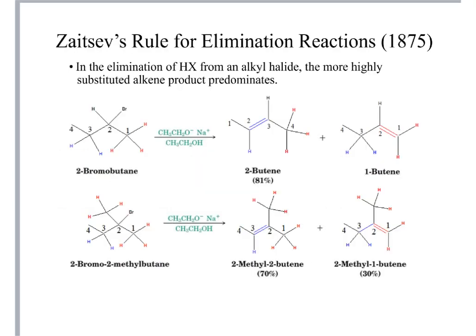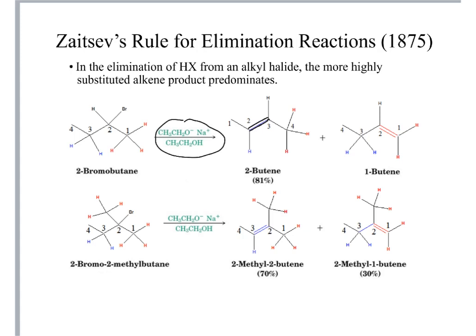In the late 19th century, Russian chemist Zaitsev had observed that elimination pathway under basic conditions in an alcoholic solvent had led to the predominant product in which the new pi bond formed between the carbon bearing the leaving group and the more highly substituted alpha carbon.